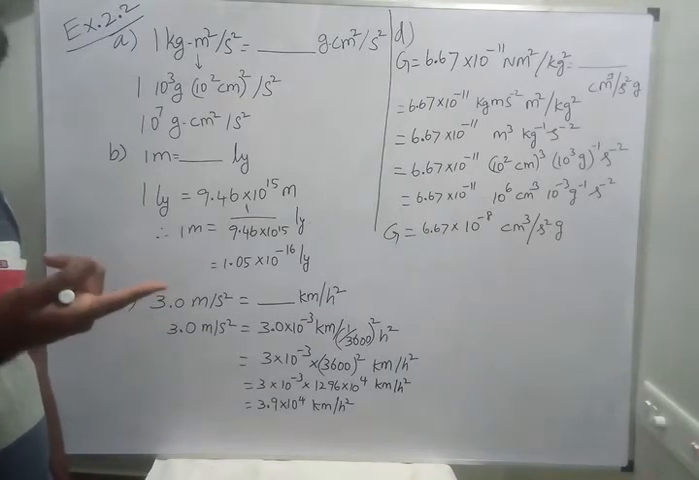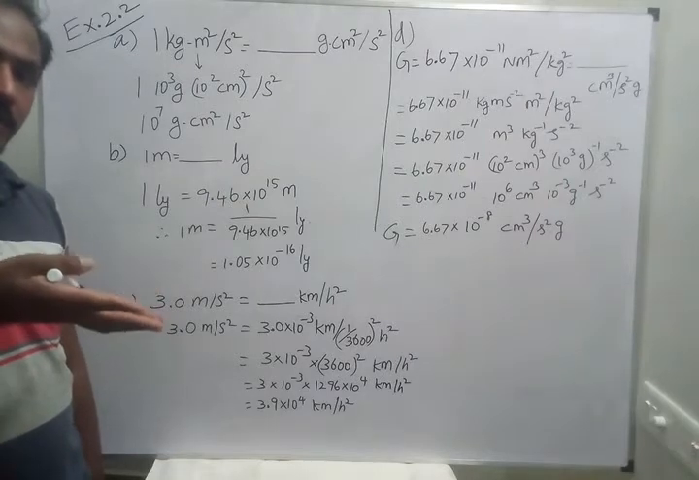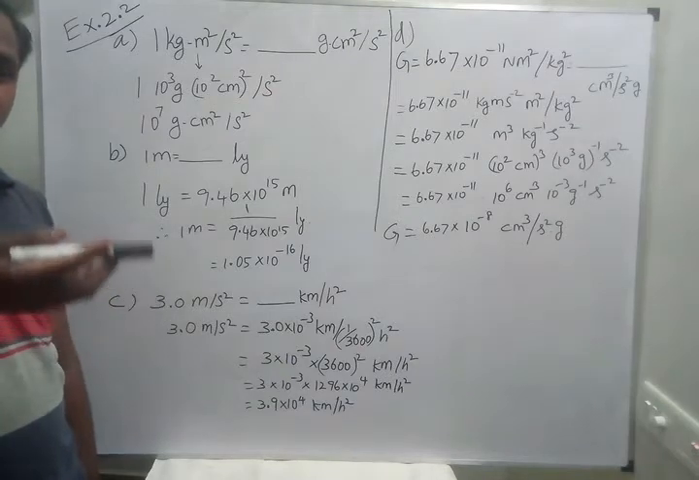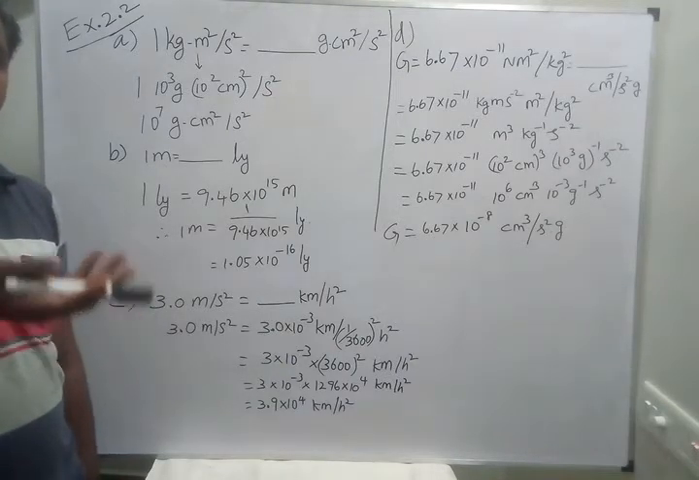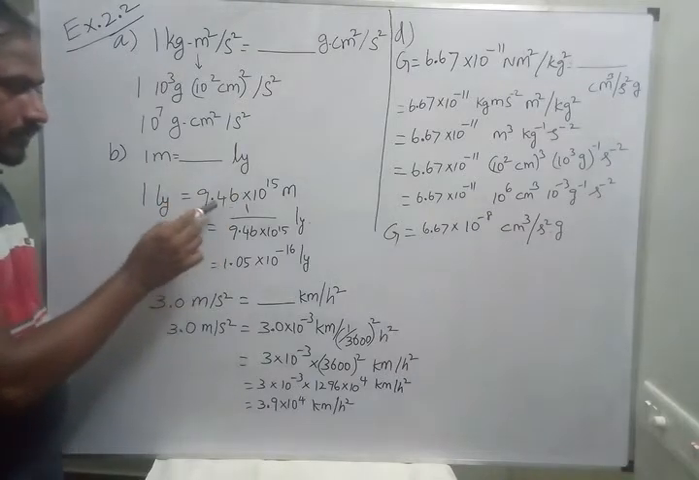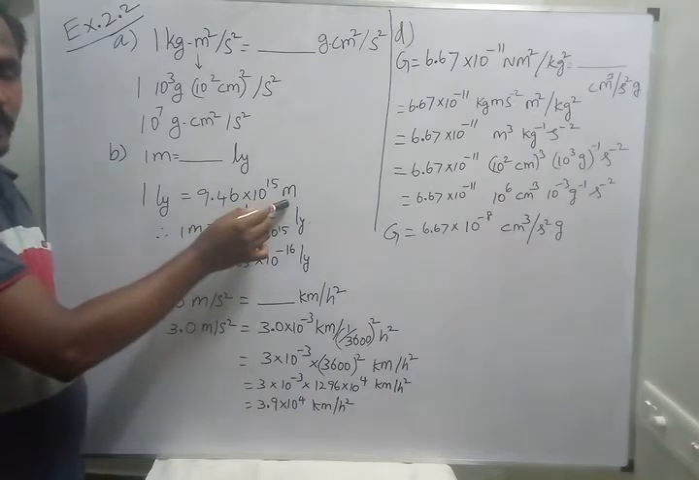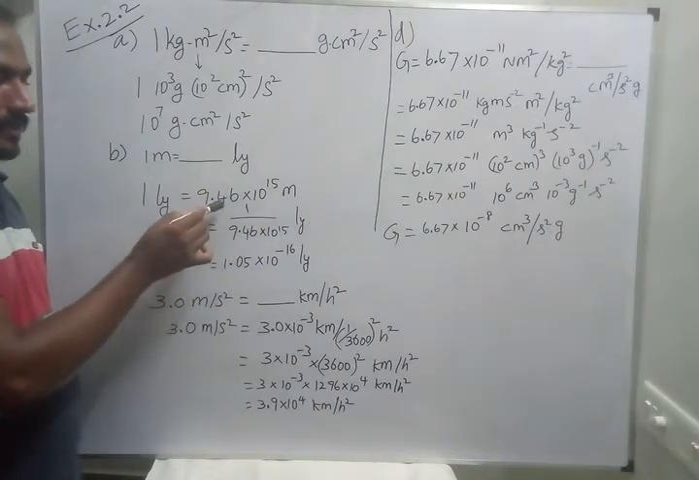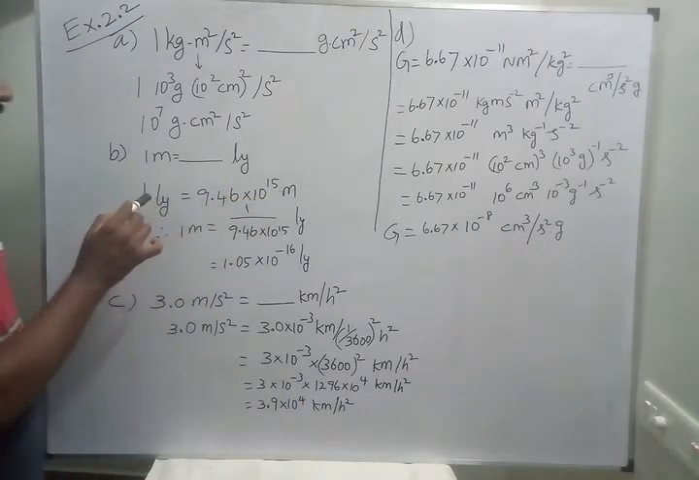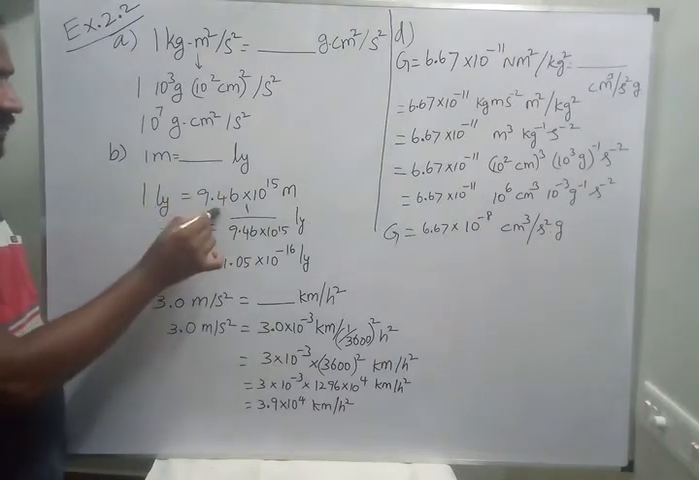Then for 1 year, 1 second into 60 for 1 minute, into 60 for 1 hour, then multiplied by 24 for 1 day and into 365, which will give the distance light travels in 1 year. That is called light year, which is equal to 9.46 into 10 power 15 meter. The distance light travels in 1 year is 9.46 into 10 power 15 meter. This is called light year. So now 1 meter in terms of light year: 1 light year equals this value in meter.